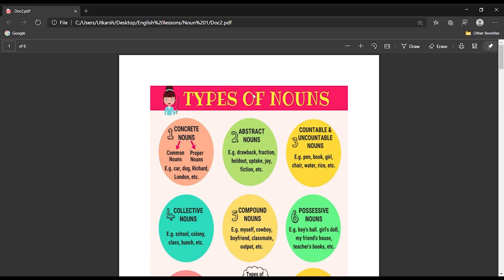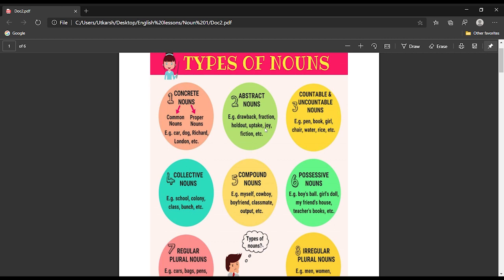Children, your lesson number 3 is noun. We are just going to revise the types of nouns. Nouns, like I said, you have already studied in the previous classes. So we are just going to go through the types of nouns. See here, it is concrete noun. That is, concrete noun contains common noun as well as proper noun. Common noun example: car, dog, Richard, London, etc.